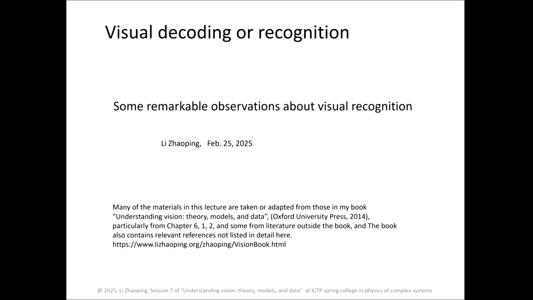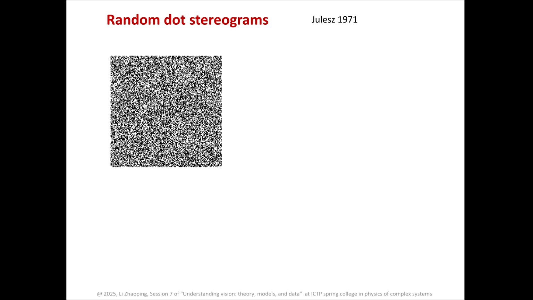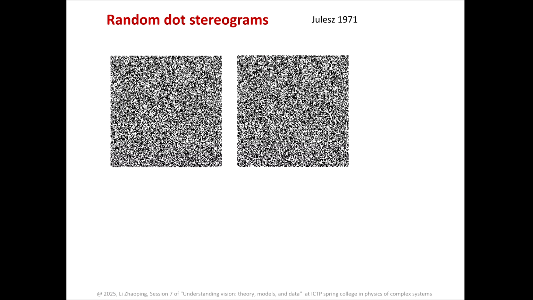Let's look at some remarkable observations about visual recognition in humans. Let's see a random dot stereogram. Here is a square array of random black and white dots. We add a smaller square array of random dots on top of it. Now you cannot see where the smaller square is because the two squares have the same randomness for their dots. We use this image as the visual input to the left eye and make a copy of it to the right eye. These are the borders of the smaller square, but without the highlight you cannot see these squares.